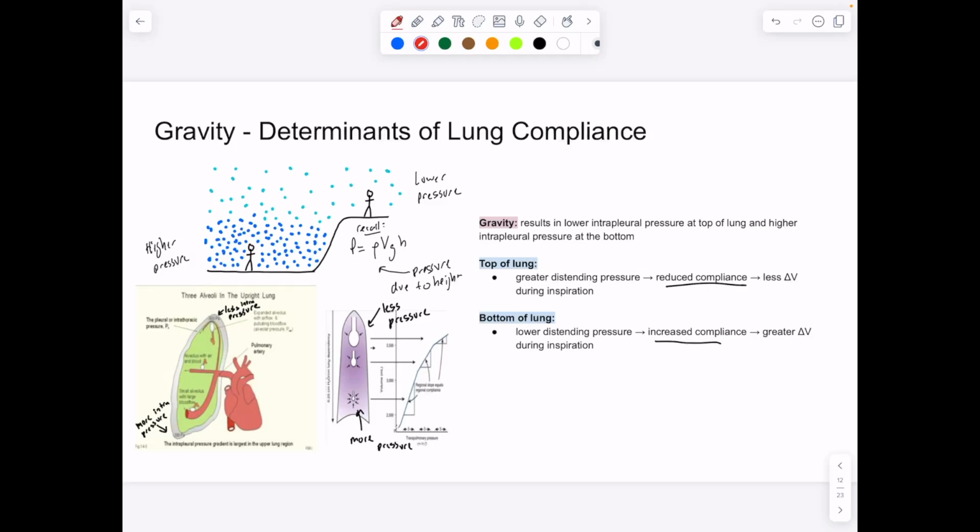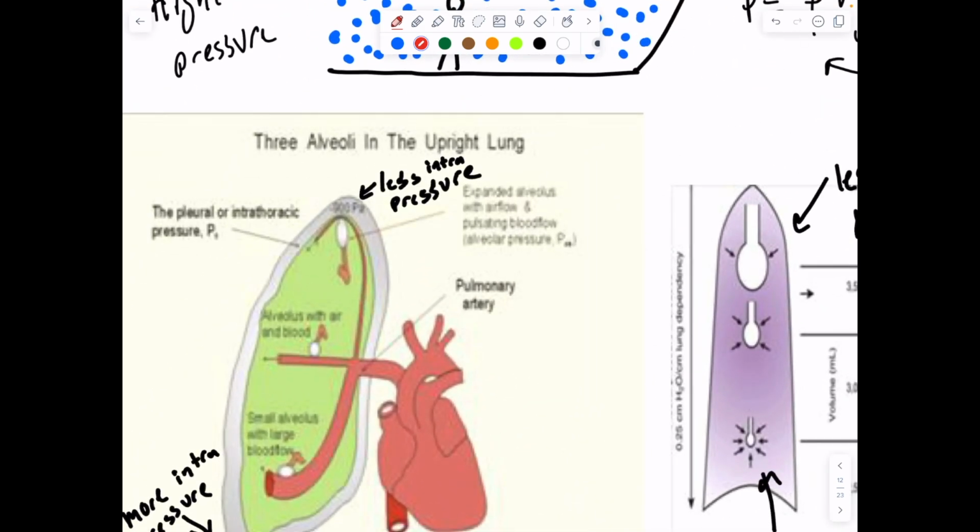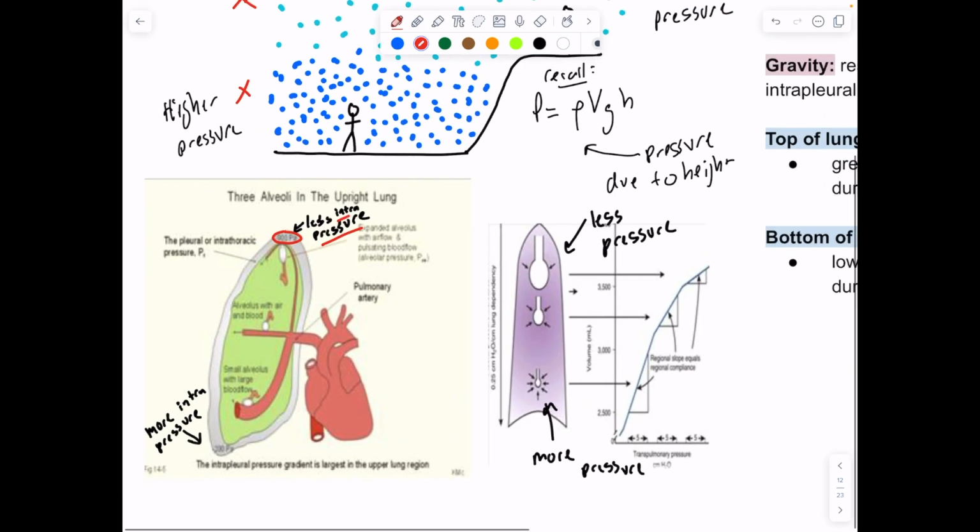Gravity and its effects on lung compliance is pretty straightforward. The idea is that based on where you are, we have higher or lower pressure, and this applies to the lungs too. So right here at the top of the lungs, you're going to have less pressure because each of these molecules of air, even if you're inside the lungs and not exposed to the atmosphere, right, they all have mass, right?